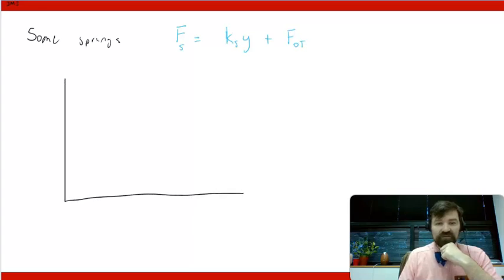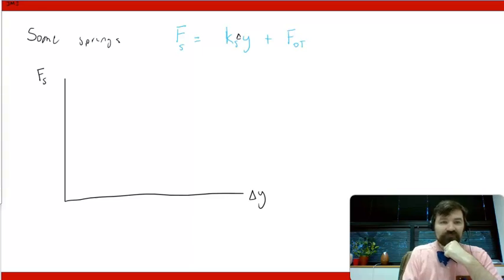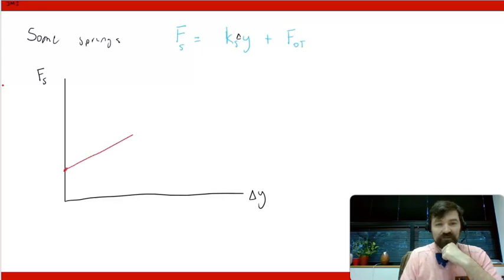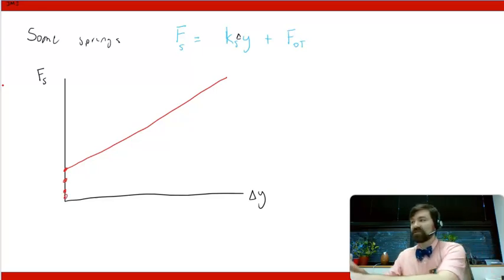rather than just having a straight line, I still have a straight line, but I have a straight line that now has an intercept. So this could be my delta y, we'll put a little delta here. This could be my force from the spring. And instead of starting down here, maybe I end up starting here, for example. And so my graph ends up looking like this. Now note that if I put less force on it, I end up with a bunch of different forces for which the length is 0.